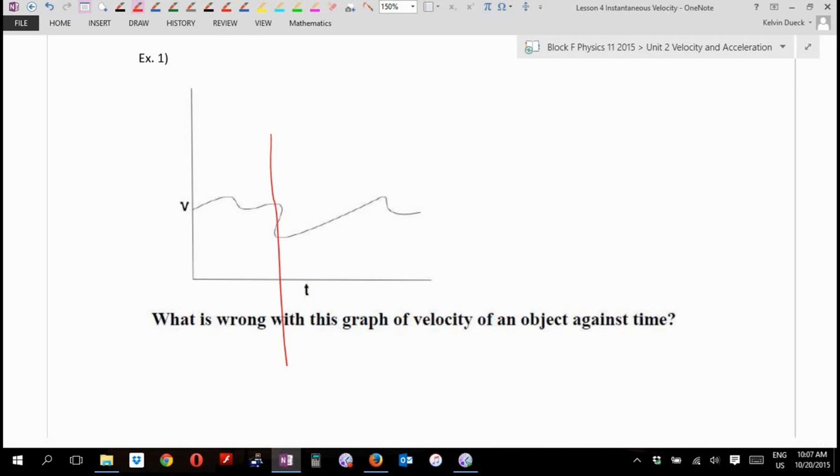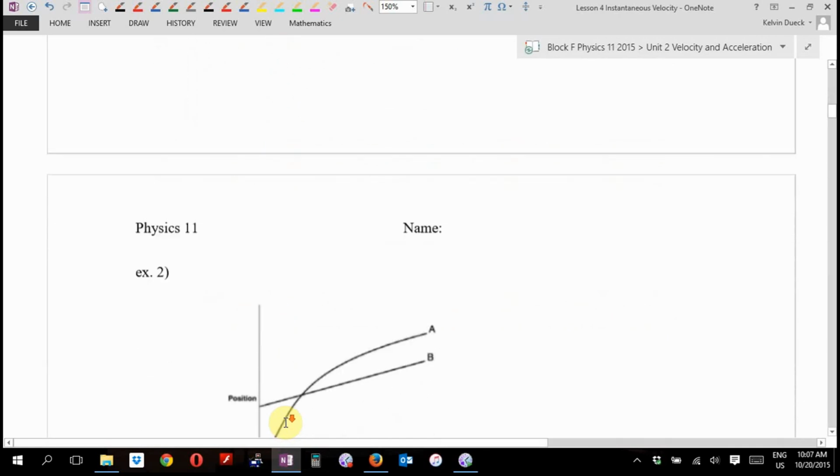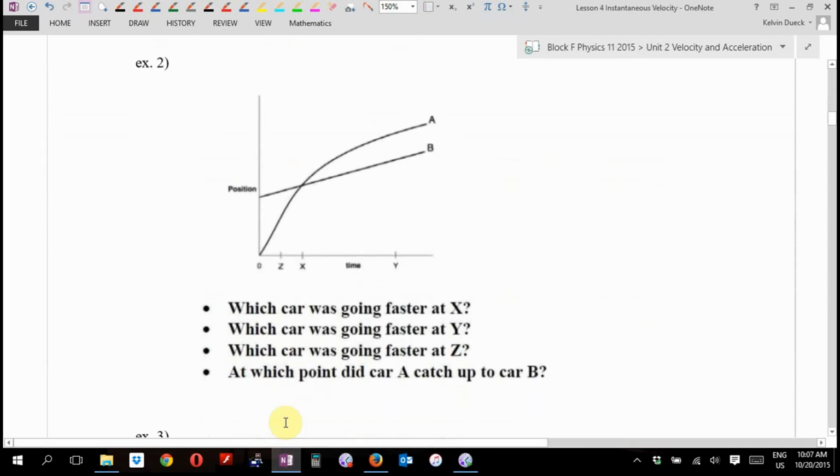Next thing we're going to be looking at, by the way, are velocity versus time graphs. That's going to be the lesson after today. All right. Example 2. At location X, which it seems to me is d, right about there. Which car is going faster at location X?